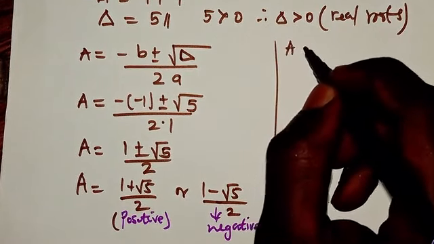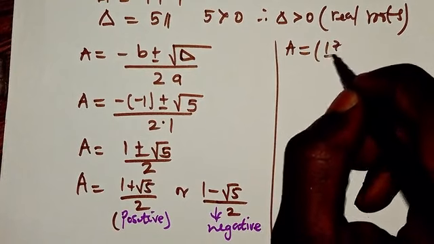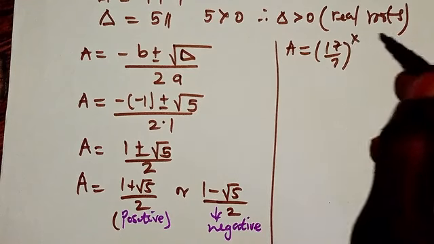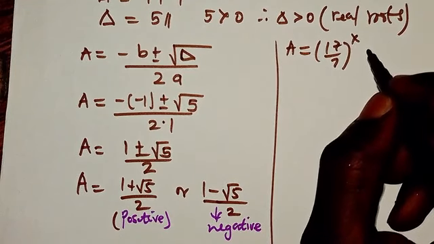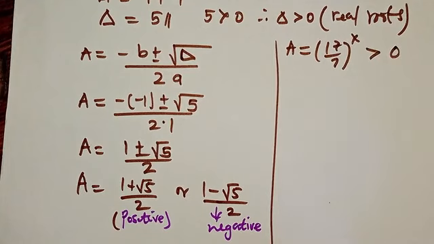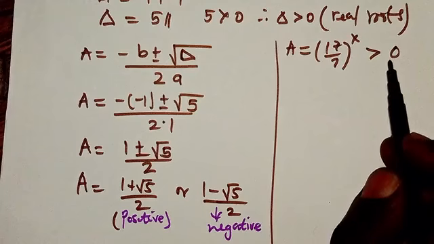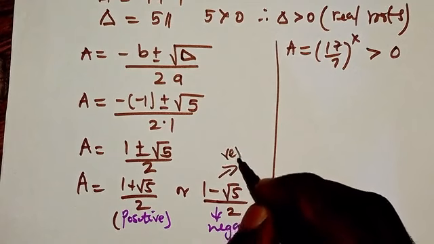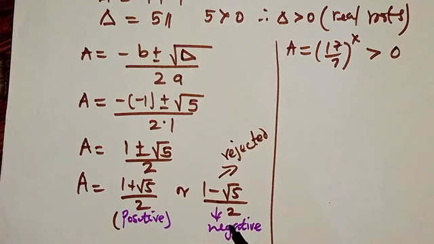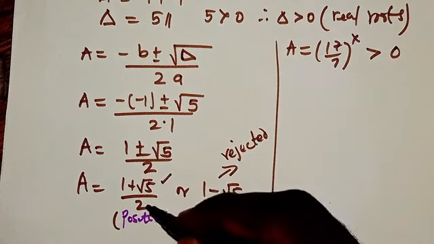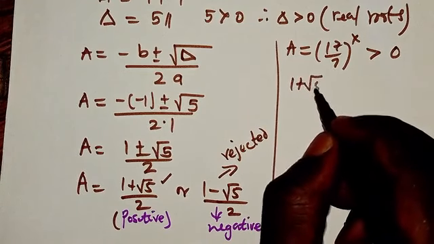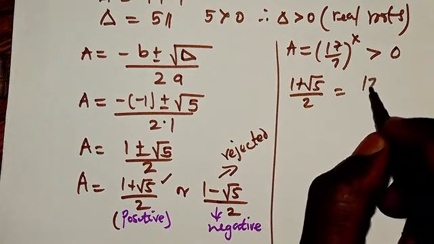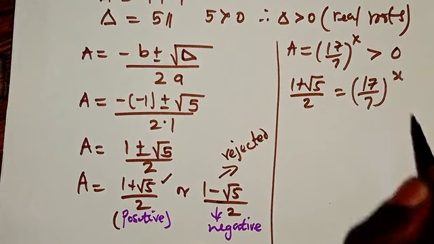So now recall that we have a to be equal to 17 over 7 to the power x, which shows that this must be greater than 0. So it means a must be greater than 0. So since a is greater than 0, we are going to reject this value of a that is negative, which is less than 0. So we pick only the one that is positive. We bring down the a: 1 plus root 5 over 2 equals 17 over 7 to the power x.